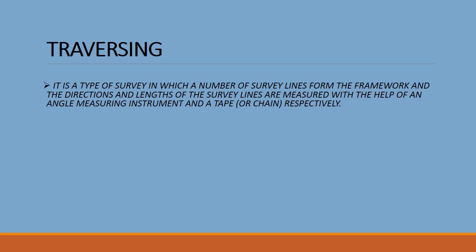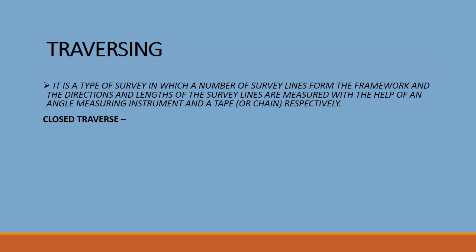Now let us see in traversing what are the various methods, or before going to the methods, let us see what is traversing. By definition, it is a type of survey in which a number of survey lines form the framework, and the directions and the length of the survey lines are measured with the help of an angle measuring instrument and a tape or chain respectively. In traversing, we will try to form a framework, and we will try to find out the directions or the angles and the lengths of the various survey lines which form the framework, using an angle measuring instrument, which may be a compass or any other means, and a tape for measuring the distance of the lines, or a chain is also used.